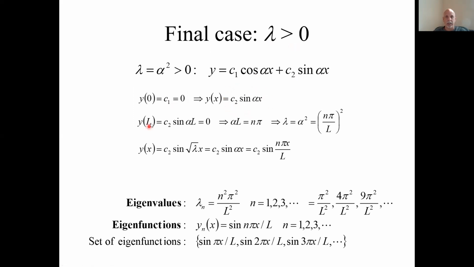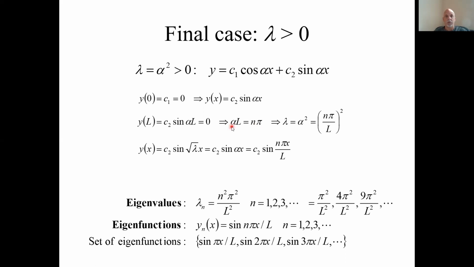Now we'll put in L for x, and we get this must equal 0. Well, the sine of something equals 0 an infinite number of places. Every place the argument is an integer number of pi, the sine is 0. So any alpha times L that equals an n pi, where n's an integer, gives you a non-trivial solution.